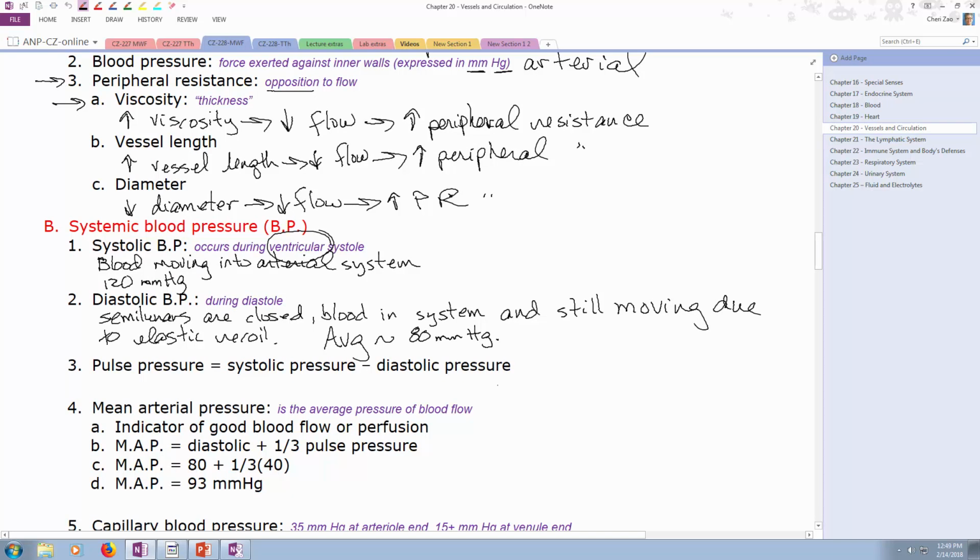Pulse pressure is systolic pressure, which would be around 120, minus diastolic pressure, which would end up making it around 40. We will go ahead and talk more about how we use pulse pressure to measure a parameter called mean arterial pressure through the arterial system next time.